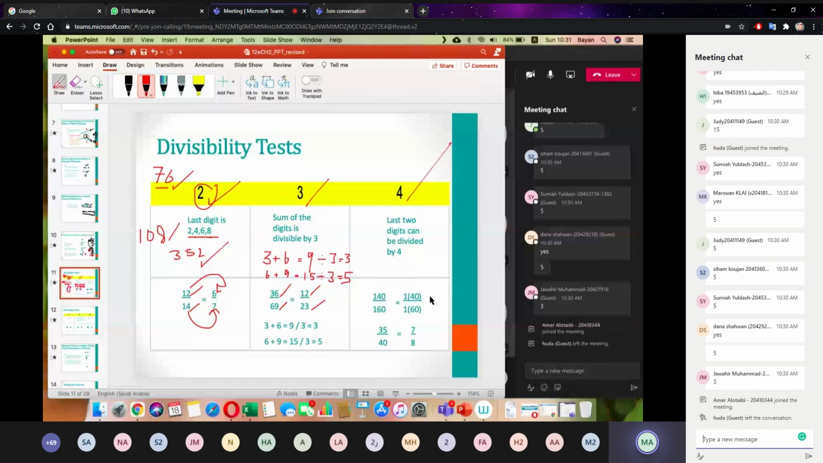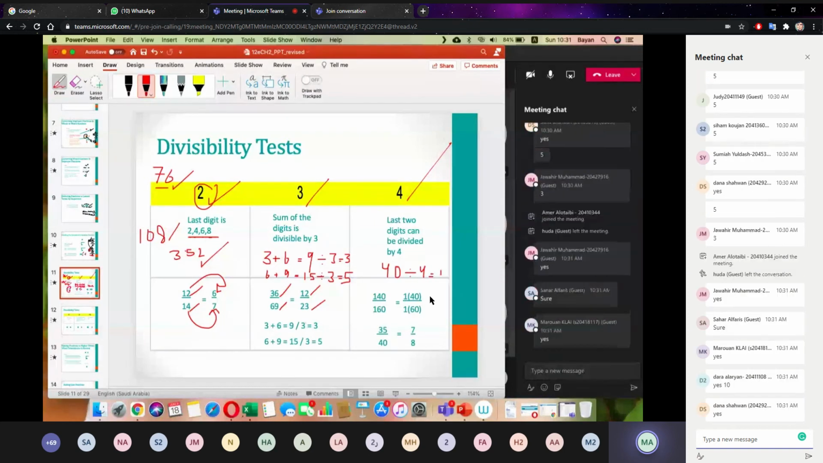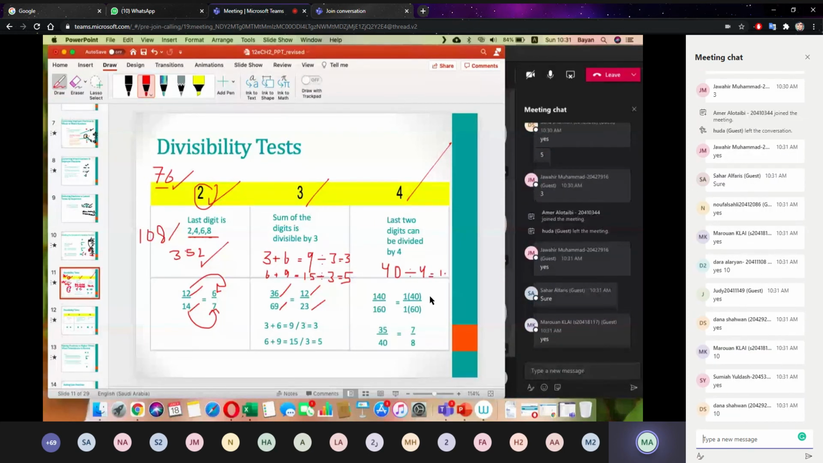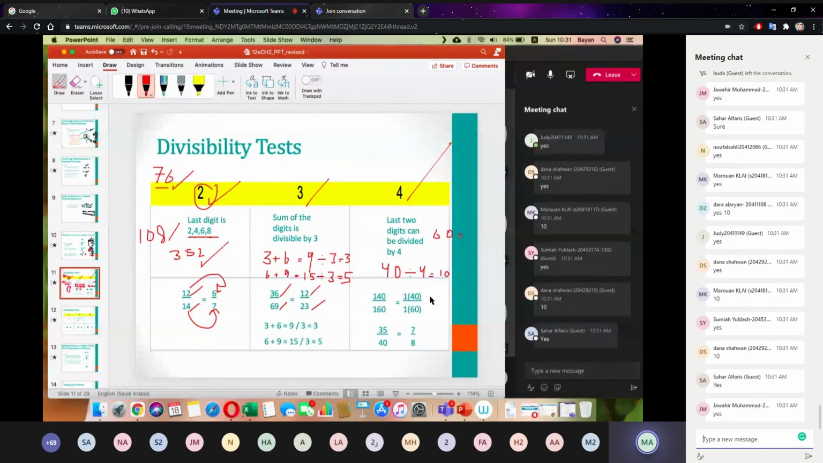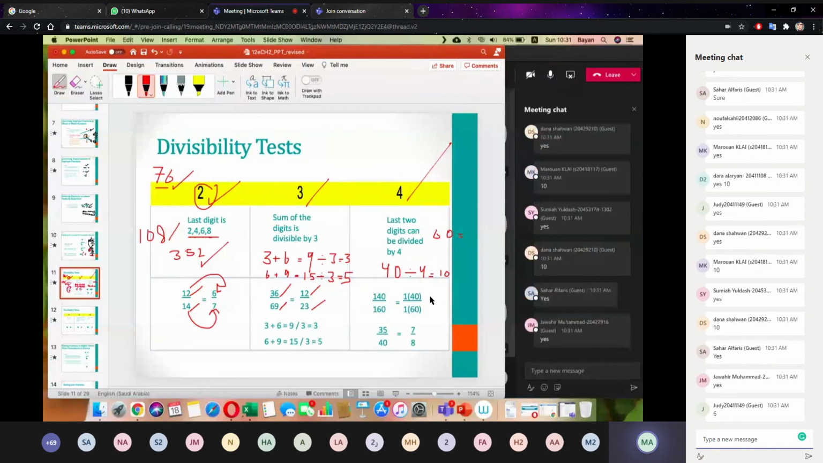Now we have number 4. If the last 2 digits can be divided by 4, the number can be divided by 4. Here we have 140. Can we divide 40 by 4? It will give you 10. So 160, can we divide 60 by 4? Use your calculator. What's the value if you divide 60 by 4?